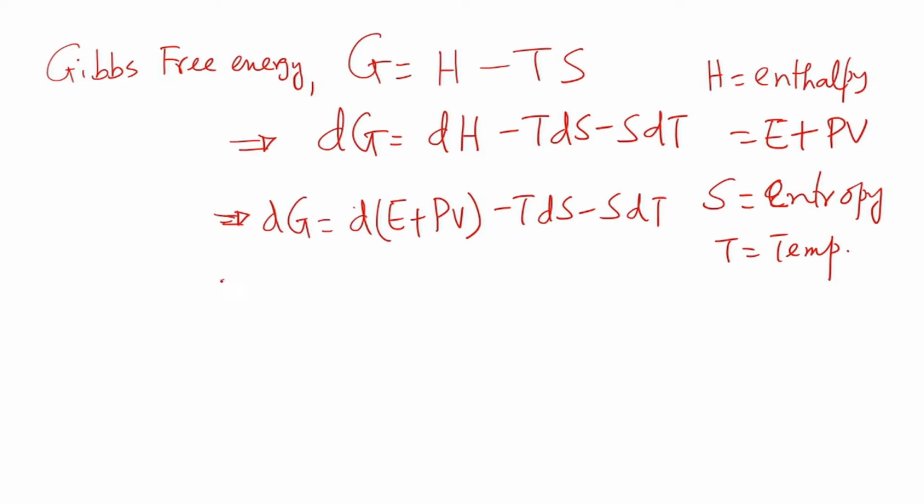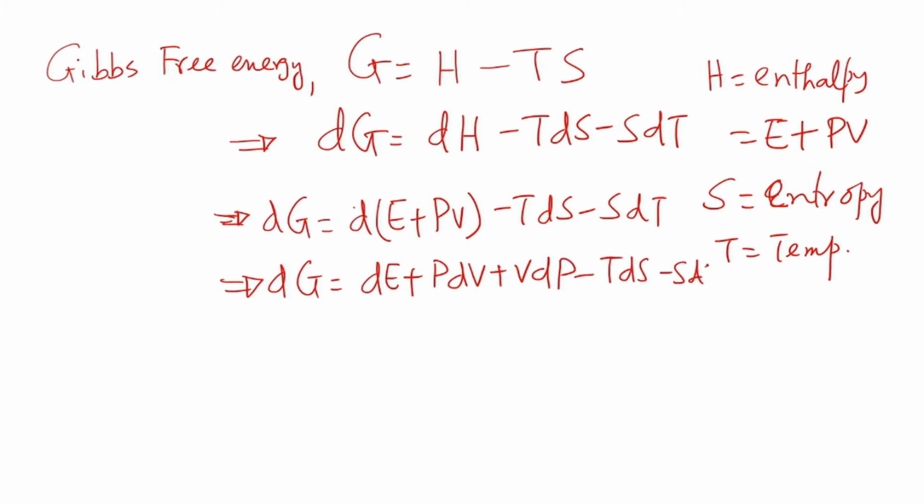Therefore, dG is equal to dE plus P dV plus V dP minus T dS minus S dT. Right, you can follow me, right? You can do the steps one by one. There is no problem in understanding that. That is nothing but differentiation of P and V, that is P dV and V dP, right.